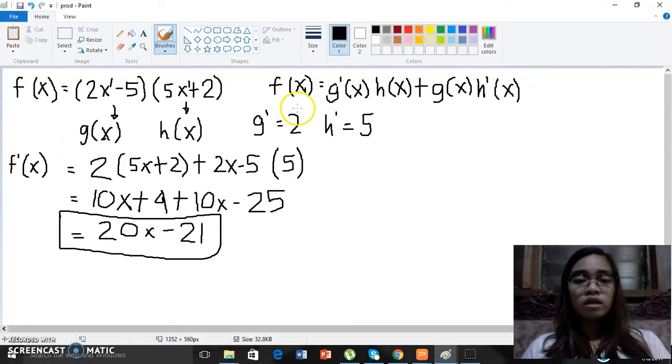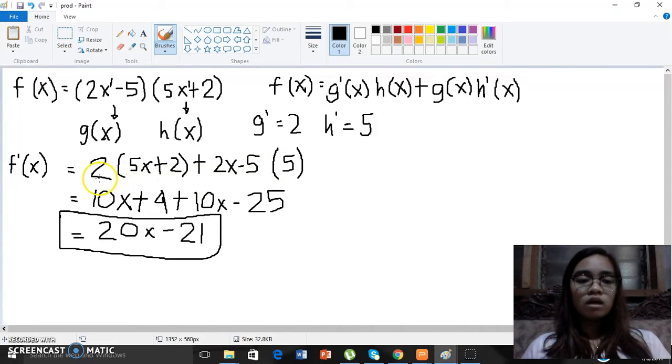So since we are already done getting the values of g prime, h of x, g of x, and h prime, we'll proceed now in solving using this formula. g prime is equal to 2, so just substitute, and then h of x is equal to 5x plus 2, plus the value of g of x, which is 2x minus 5, and then substitute the value of h prime, which is 5.